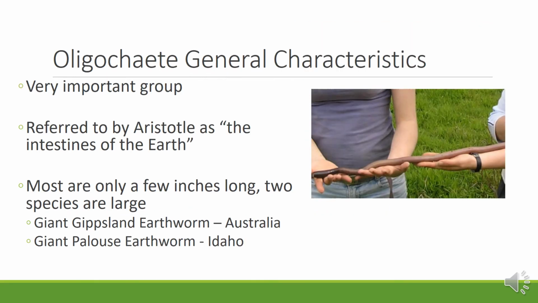Some general characteristics for oligochaetes. They're a very important group. Aristotle referred to them as the intestines of the earth. Most species are only a few inches long. There are 2 species that are very large: the giant Gippsland earthworm in Australia, which is pictured to the right here, and, recently discovered, the giant Palouse earthworm in Idaho, found in the Palouse region.